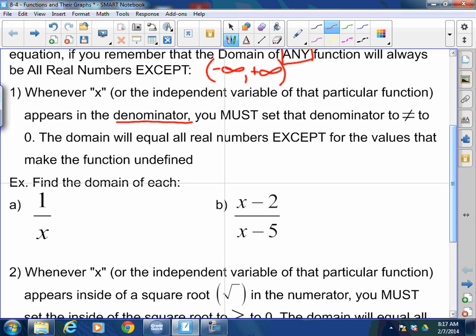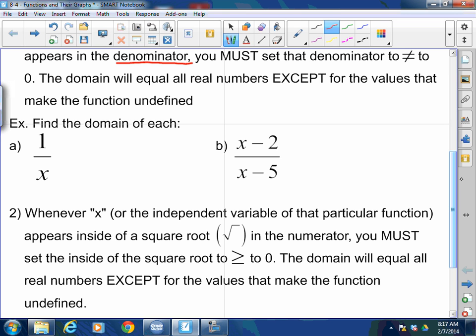So let's take a look at this. Please don't worry about the numerator. The numerator can be as nasty as it wants. The numerator doesn't matter unless it's in a square root. Then there's a rule for it. But if the numerator is not in a square root, don't even sweat it, I promise. What we're going to focus in on are the values that are going to make this undefined, because that cannot be part of our domain.